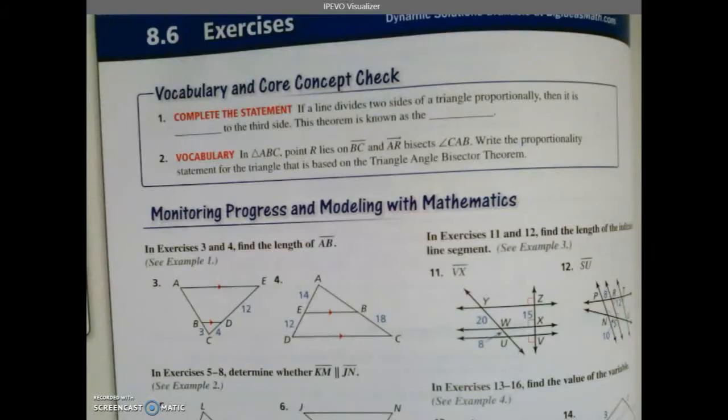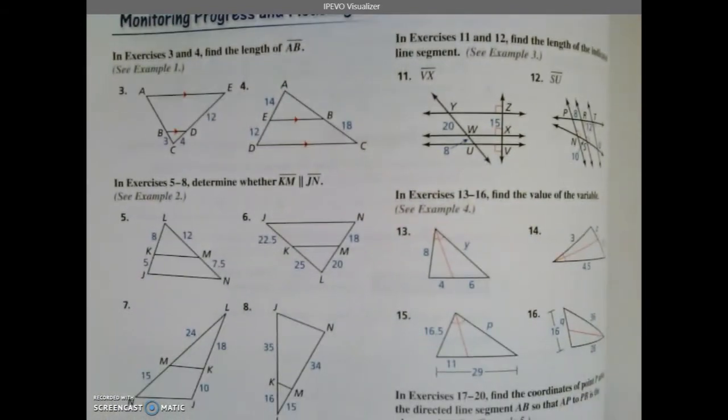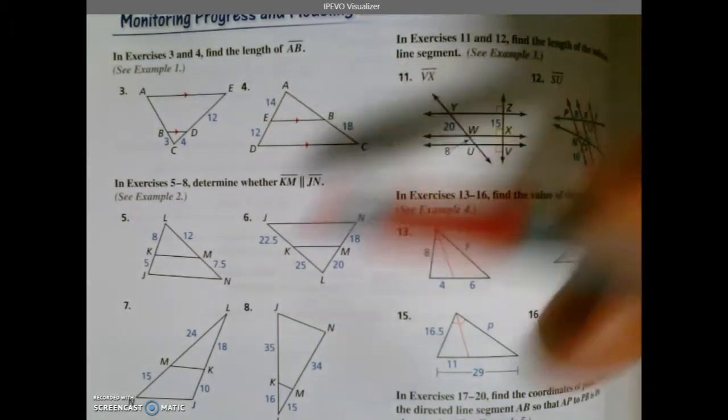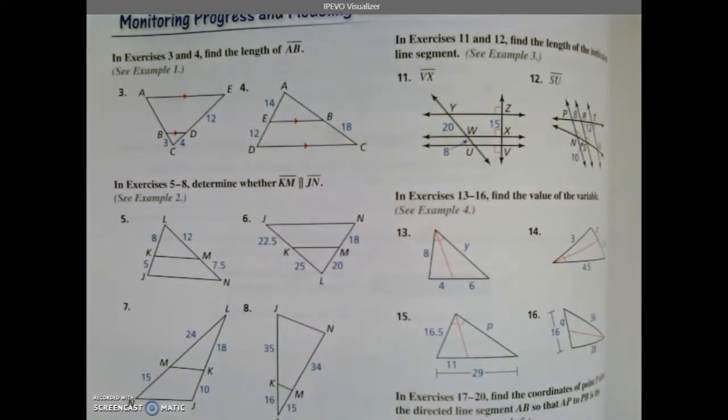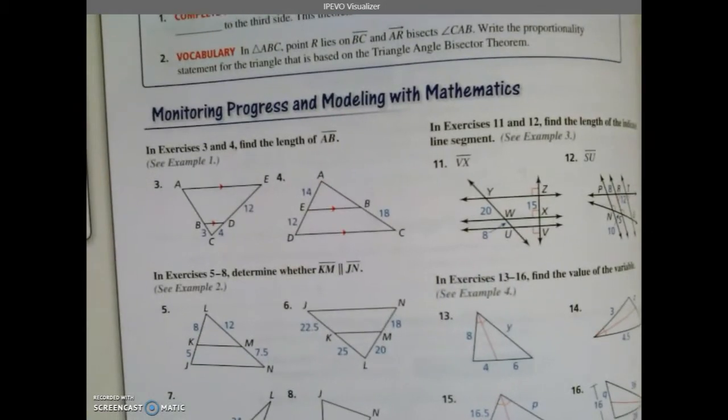Alright students, we're going to go over 8.6, which is the triangle proportionality theorem. If you look at all six of these problems, they're all essentially the same. It's a triangle with a line across the middle. It doesn't have to be exactly across the middle, because that would be the mid-segment theorem. This is the proportionality theorem.